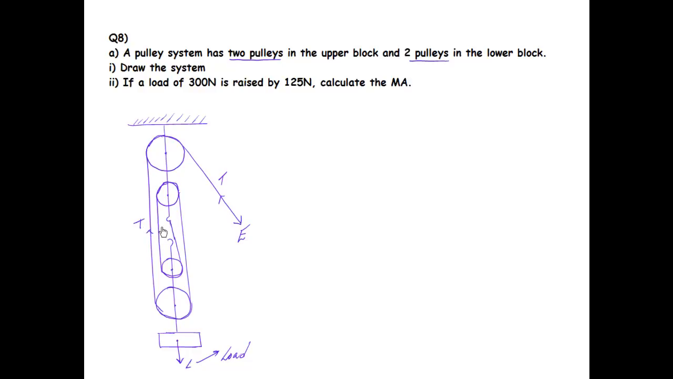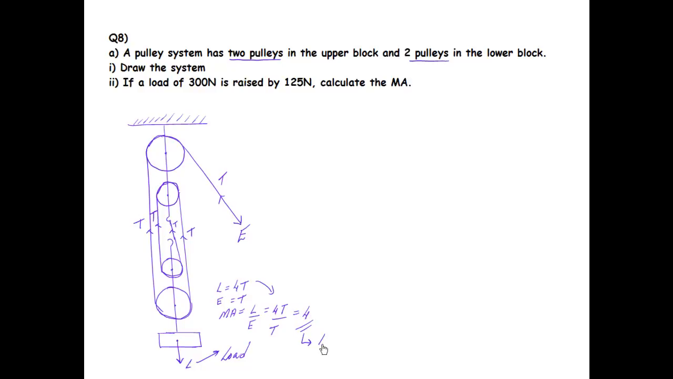Now the tensions are going to balance the load. In fact, there are 4 tensions, 1, 2, 3, 4, which are going to balance the load. So we can say load is equal to 4 times tension, and this effort is balanced by 1 tension. So consequently, I can say mechanical advantage is load upon effort. So 4 times tension upon tension from here, and as a consequence we can say MA is 4.